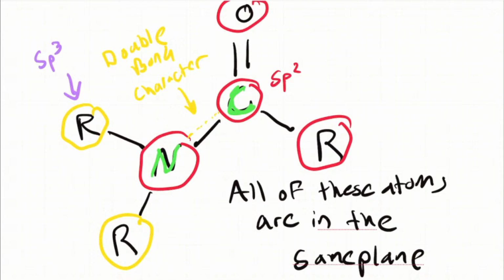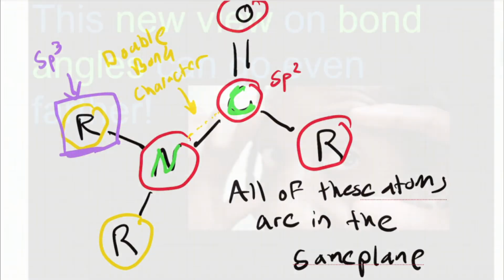So now all of these atoms are in the same plane, and only at that little purple R group might we sometimes find that we still have a little bit of things that go outside of our plane. And so this new perspective is quite nice and helpful for understanding amino acids.